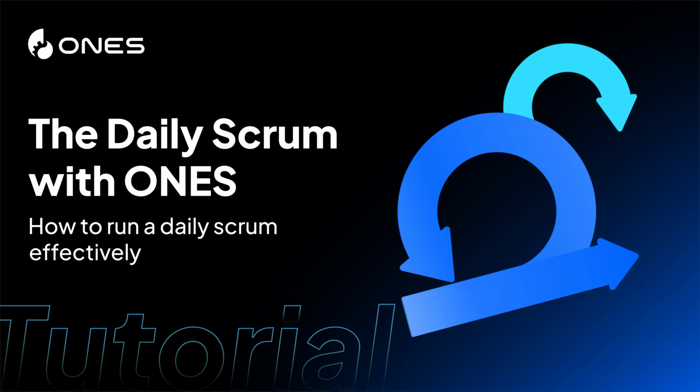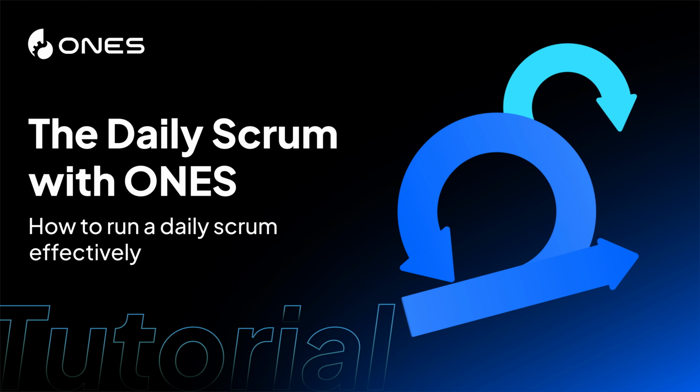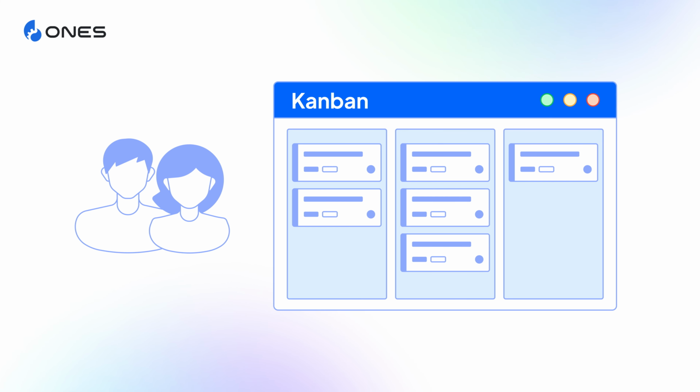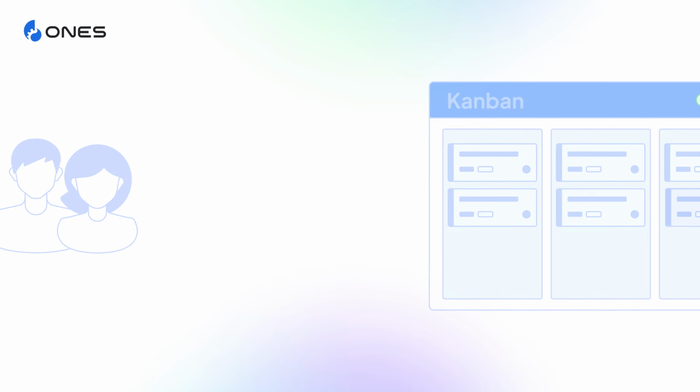Previously, we talked about what's happening during the sprint planning meeting. In today's video, let's delve into another Scrum event, Daily Scrum, and see how to conduct an effective and useful daily Scrum with the help of ONES.